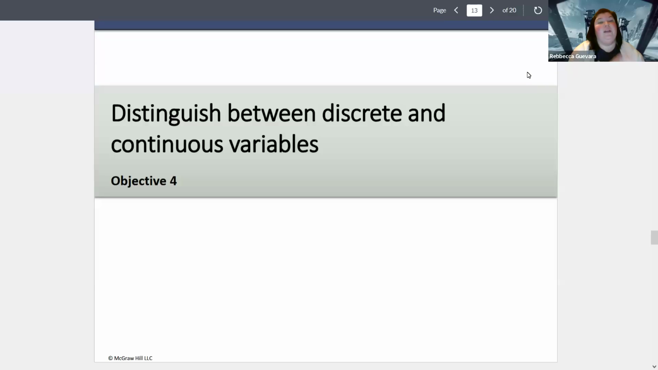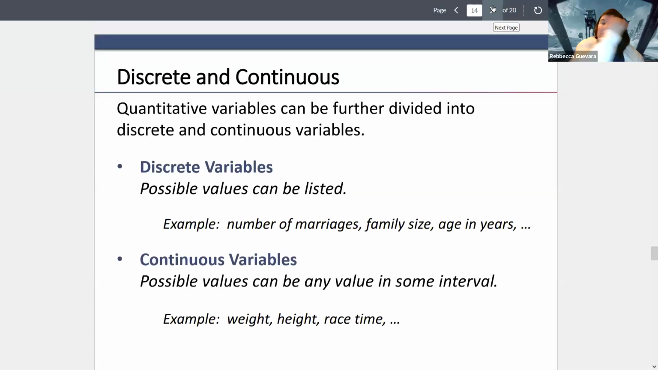We have a couple ways that we're actually going to classify quantitative data. So that's our numerical data. But one of the first ways we're going to classify it is being whether it is discrete or continuous. So quantitative variables, we divide them into discrete and continuous. And like I said, there's something else we can divide them into.